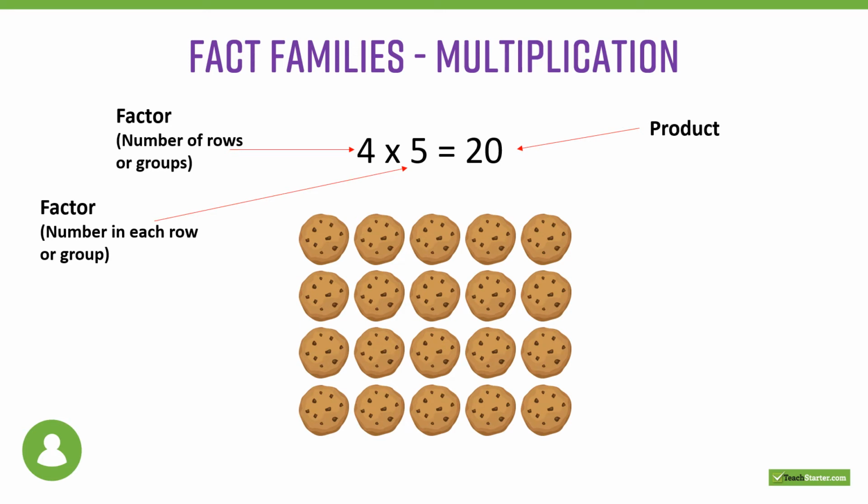So for multiplication, you can see here, we've got an array and it's filled with yummy cookies. And if you have a look, we can see in our number sentence, the first number always tells us how many rows we have. So we can check that here, that we can see we've got 1, 2, 3, 4 rows. And our next number in our multiplication sentence tells us how many we have in each row, and we can clearly see that we've got 1, 2, 3, 4, 5 cookies in each row.